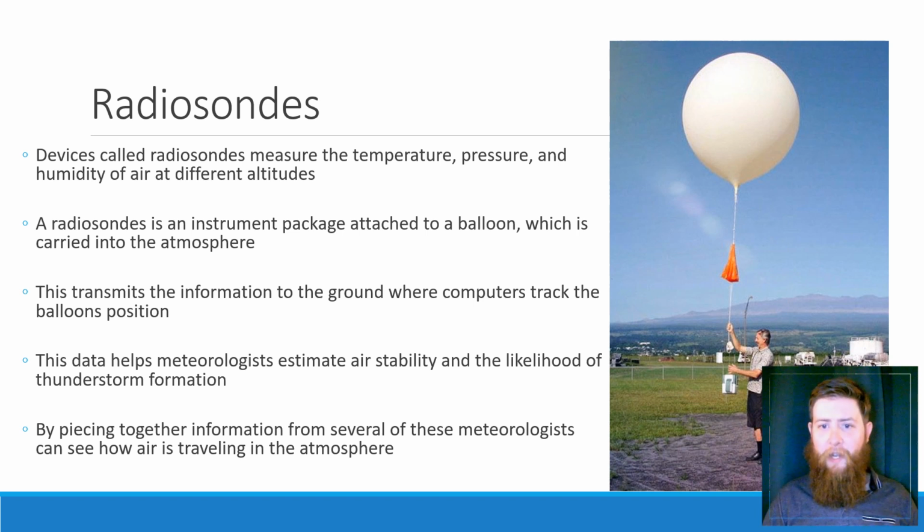The next kind of tool we use is these radiosondes. And these guys measure temperature, pressure, and humidity of air at different altitudes. What happens is here, where this guy's holding, there's an instrument package attached to this balloon. As it is carried into the atmosphere, it transmits information back to the ground while computers track the balloon's position. This helps us determine the stability of the air, the likelihood of thunderstorm formation, and by piecing together information from several of these, we can see how air is traveling in a certain area.